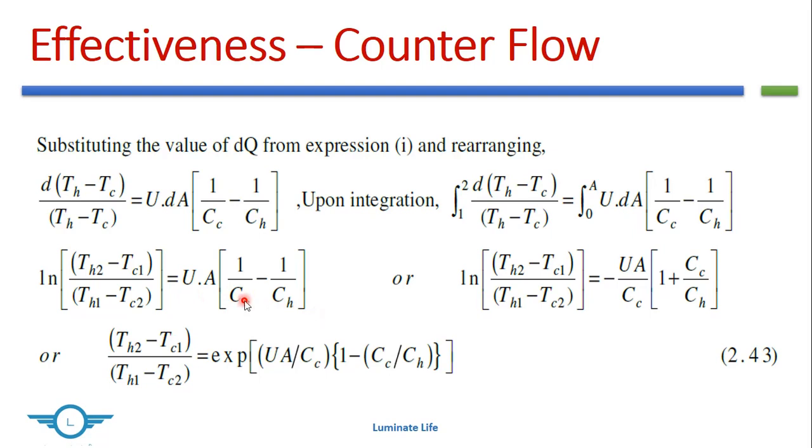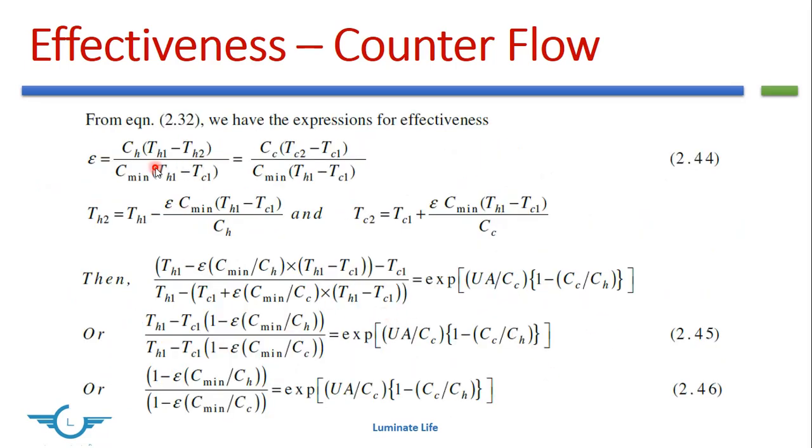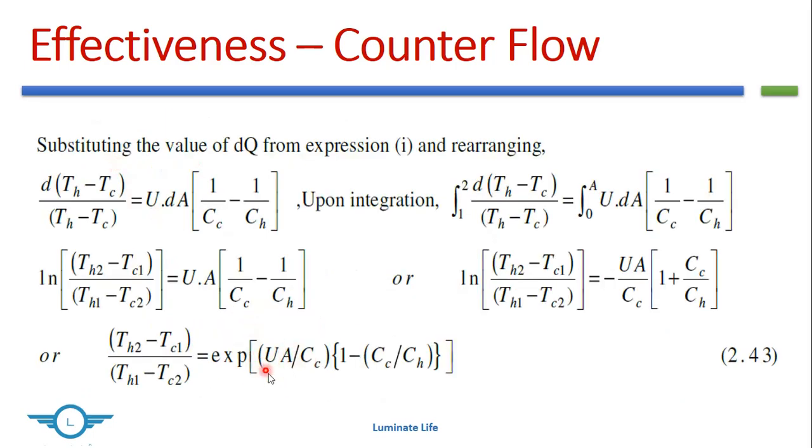From here we will take Cc common. We will modify this equation slightly, so they have taken a minus out. They have rearranged this equation also, Th1 minus Tc, taking a minus out. Once we solve and integrate that, you will end up with an exponential equation while taking exponentials. All right, so we will get effectiveness now. So now we have an exponential equation.